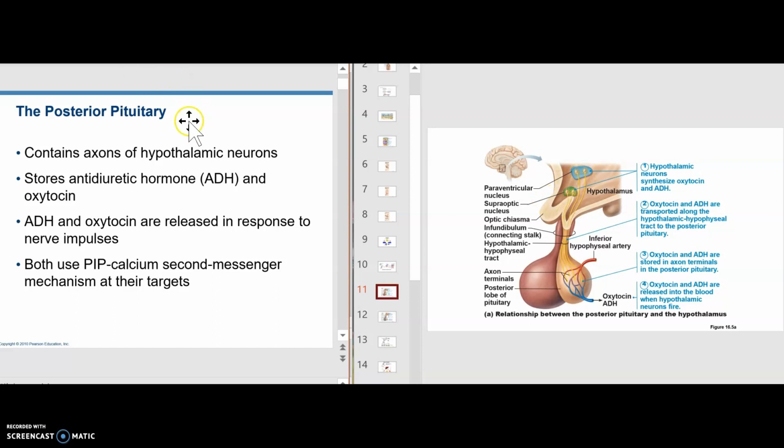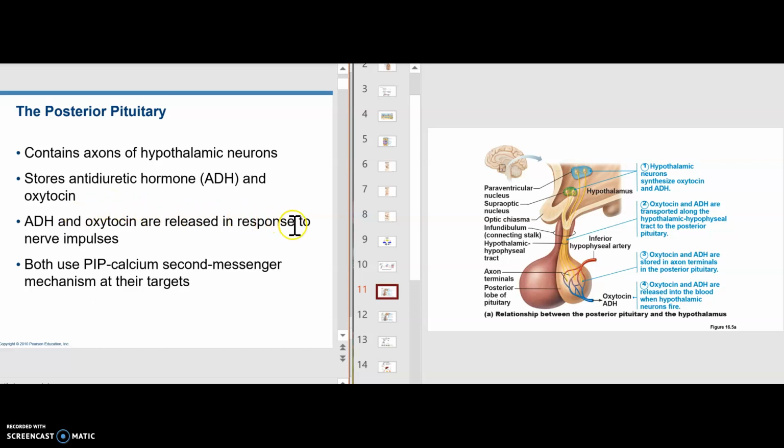Okay, so it contains axons of hypothalamic neurons. So here's the cell bodies. Here comes the axon down here. Synaptic end bulbs here. That's where the hormones are released. Again, neuroendocrine cells: hormones are stored and secreted, versus neurotransmitter substance. The two hormones are ADH and oxytocin.